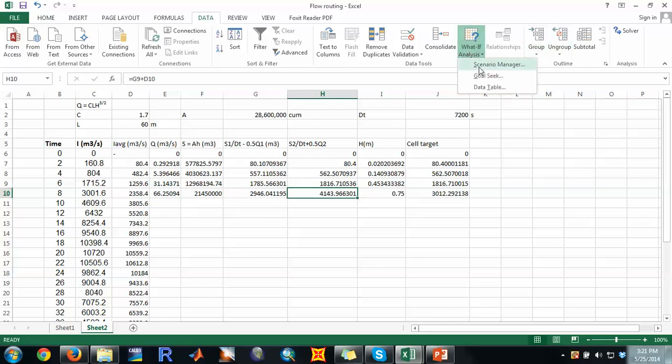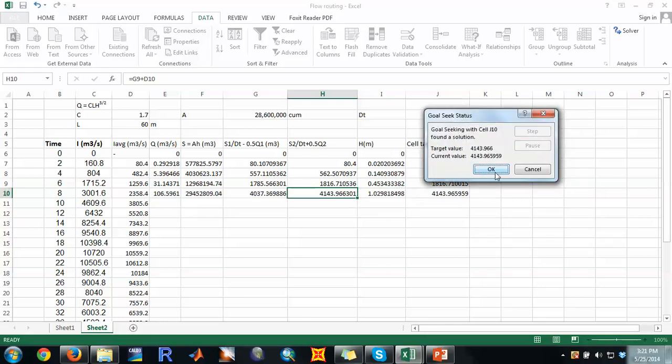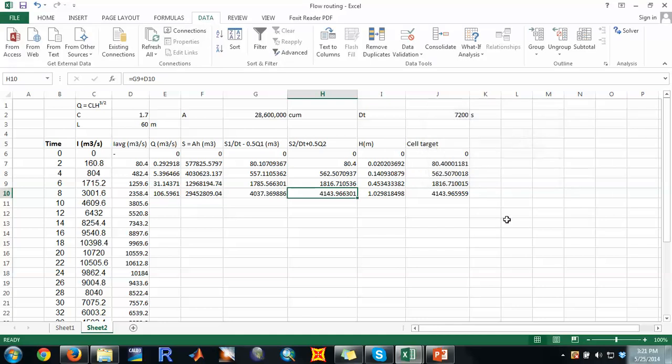So go to What-If, and here is what you get as a sale target, and this is your value, which is 4143.966, then by changing this value, okay, now that has been going well. So do this procedure throughout your analysis, okay.